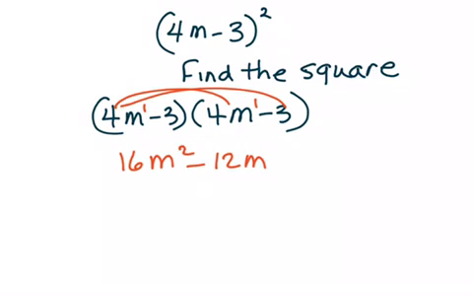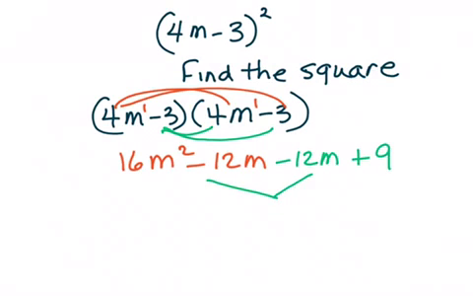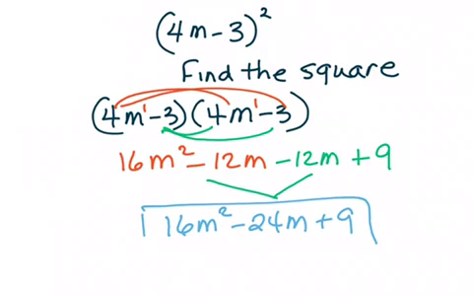Okay, now let's multiply this guy and this guy. Negative 3 times 4 is negative 12m. Negative 3 times negative 3 is positive 9. Now you can add these guys together. So your final answer will be 16m squared minus 24m plus 9. Final answer.